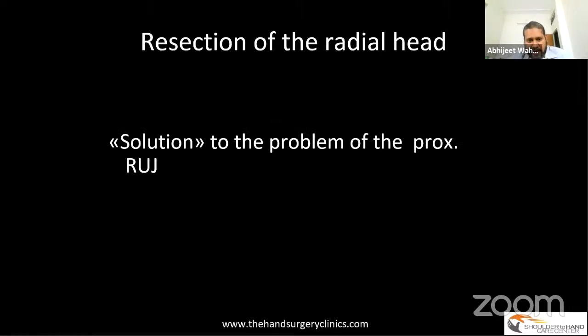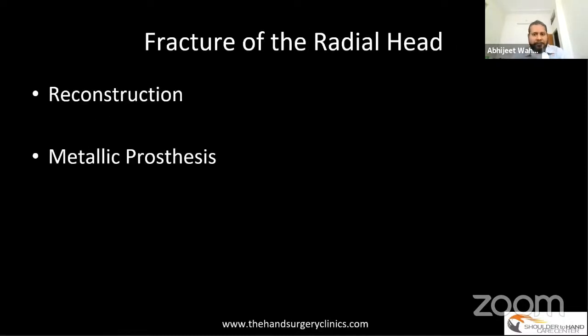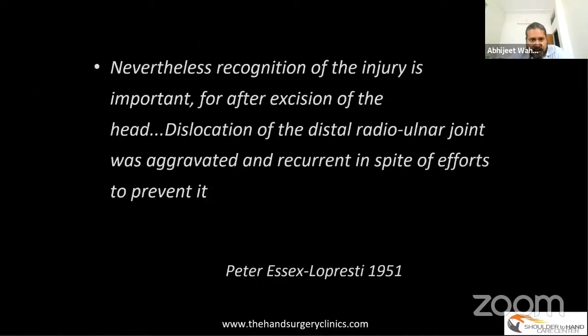Again, you have to understand that this is a relatively rare injury, so our understanding from the literature is pretty limited regarding what is the best treatment. Resection of the radial head may be a solution for the problem of the proximal radio-ulnar joint, but this usually results in a bigger problem at the distal radio-ulnar joint. So what happens after resection? There is a radial-sided instability, a consecutive relative ulnar advancement, and an ulnocarpal impingement. So you're compounding the problem by a radial head resection. Whenever there's a fracture of the radial head, you should try to reconstruct it whenever possible with whatever methods you have, or you may want to resort to a radial head replacement.